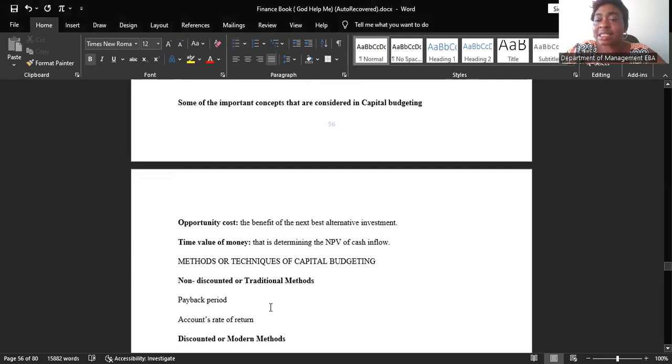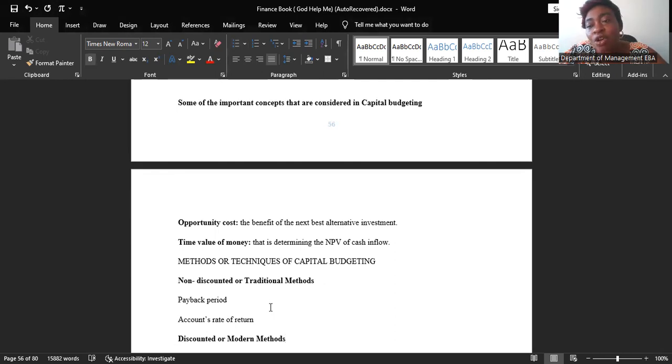Now we have to understand some important concepts of capital budgeting. Opportunity cost. Whenever we talk of opportunity cost, we are talking of the next best alternative investment. So we are making a decision whether to invest in a project or not. We are also looking at the possibility that there will be a better option. If there is a better option, then we go for that one.